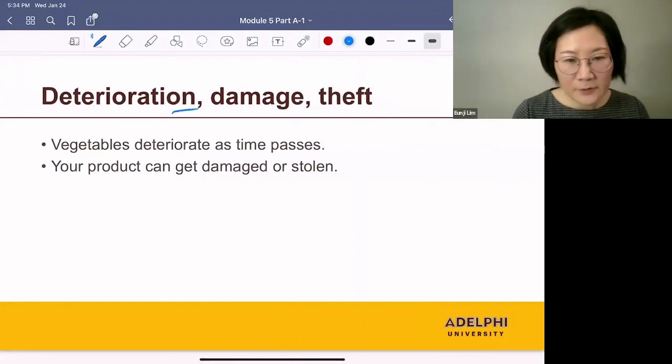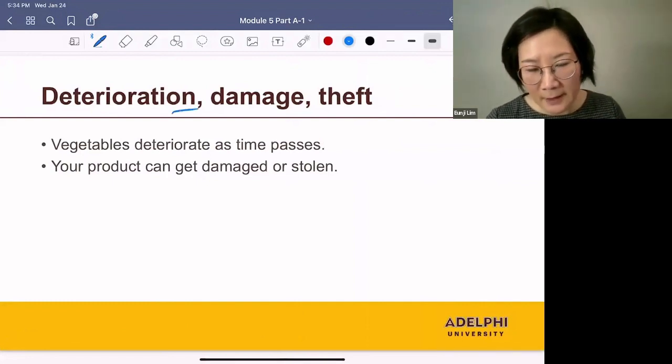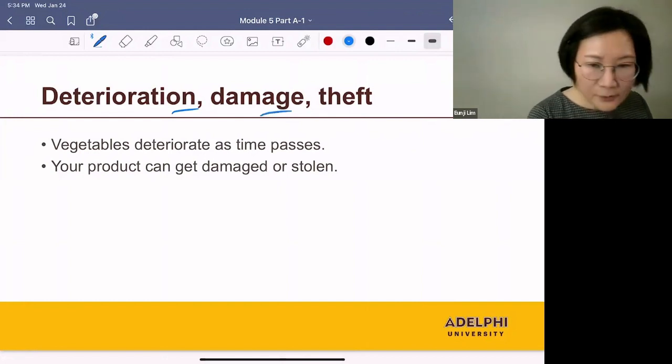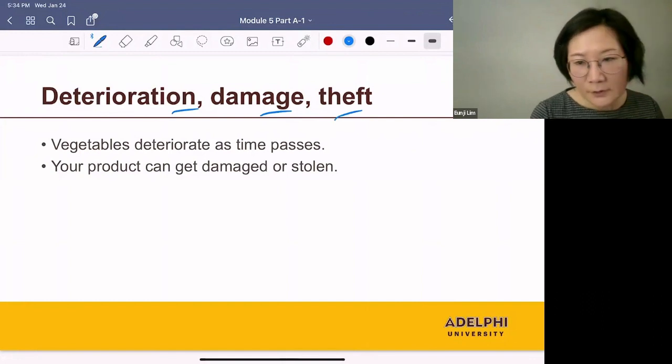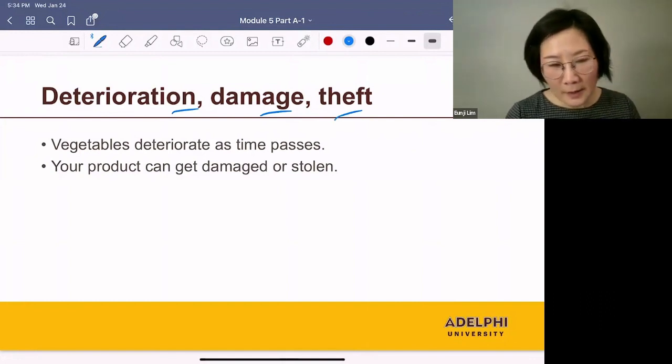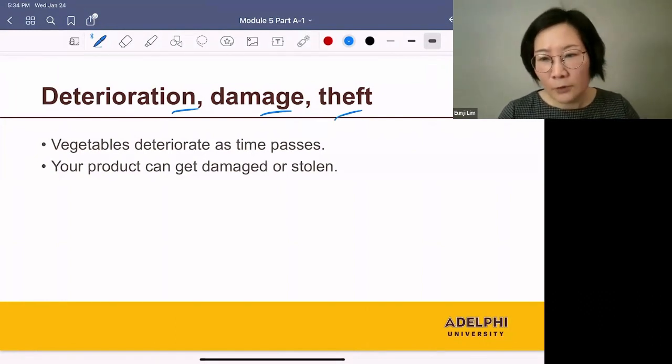So the value of your iPhone 15 goes down. Deterioration. Vegetables deteriorate as time passes. Damage. When time passes, things break down. Theft. Your products can be stolen, and these are the costs of holding inventory.